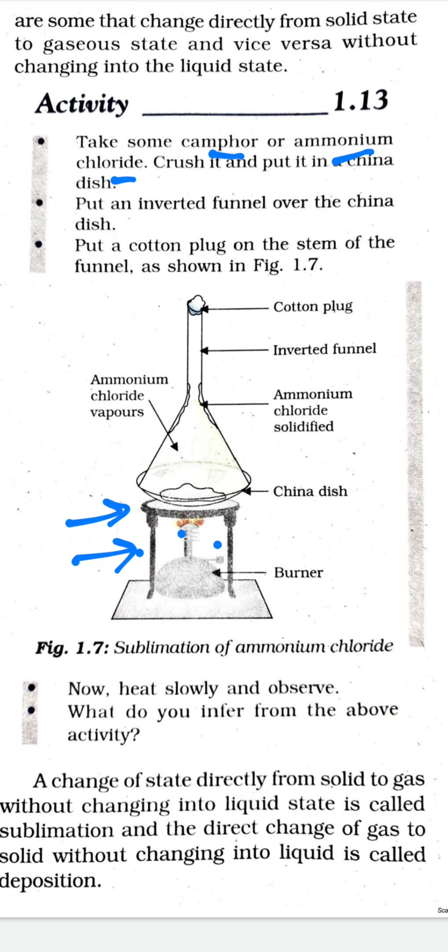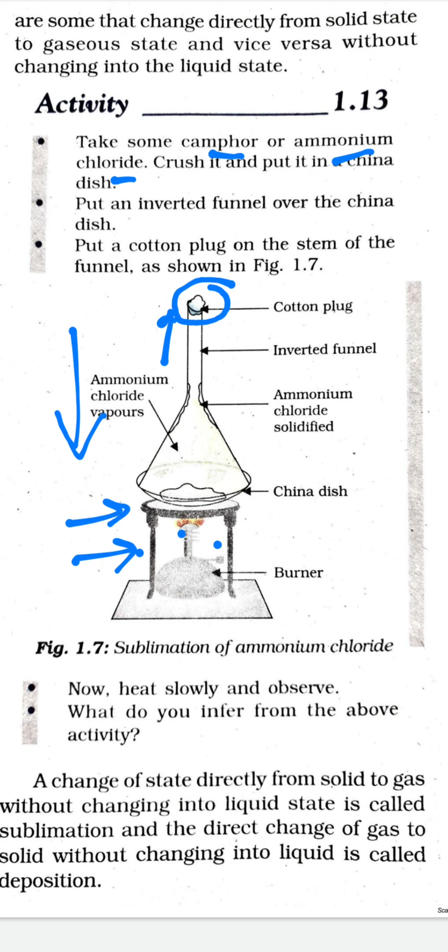Over this china dish, we place a funnel in the inverted way, right? So that the stem of the funnel is upwards. And we put a cotton plug. We take cotton and insert it into the stem of the funnel. Okay. And now, once the entire setup is done, we start heating ammonium chloride or camphor.